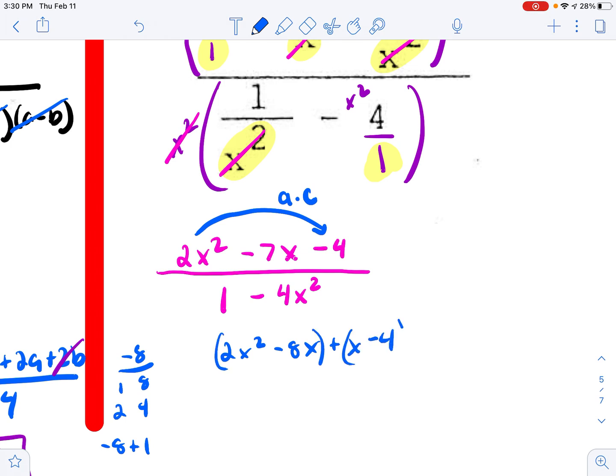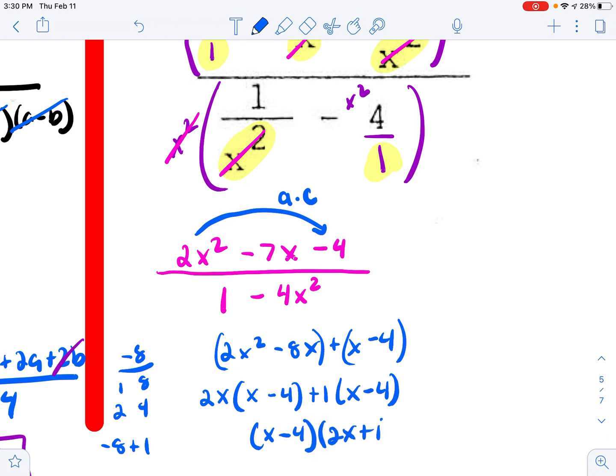And we're using grouping here. So GCF of 2x. I have an x minus 4 left over. No GCF in the second one, so I put a 1. x minus 4. And so that numerator factors to x minus 4 times 2x plus 1. Okay? So x minus 4, 2x plus 1.